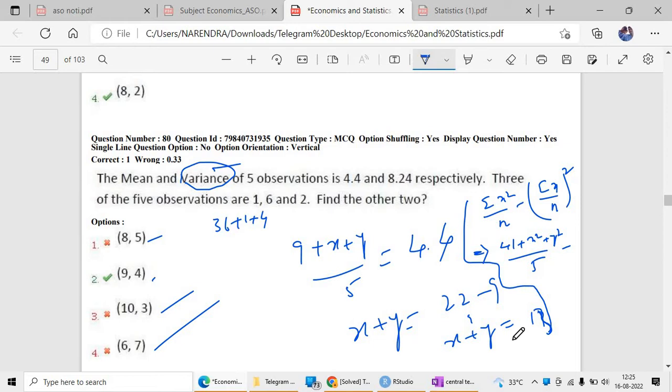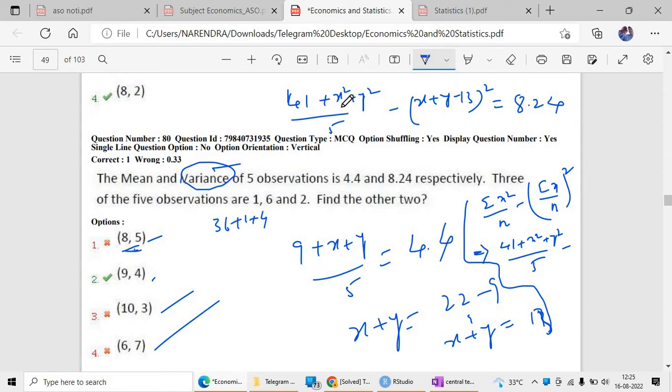41 plus x square plus y square by 5 minus the mean. So what is the mean? x plus y minus 13. So I am writing here: 41 plus x square plus y square by 5 minus what is the mean? This value, x plus y minus 13, whole square equal to 8.24. Now you can substitute any value. For example, we take this value 8 comma 5. When you substitute 8 comma 5, what will be the value?